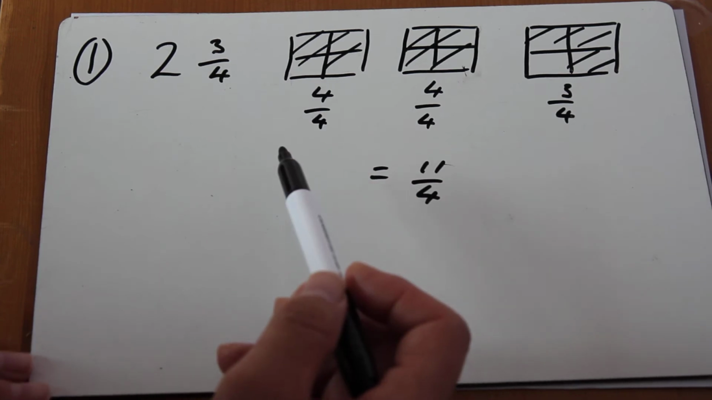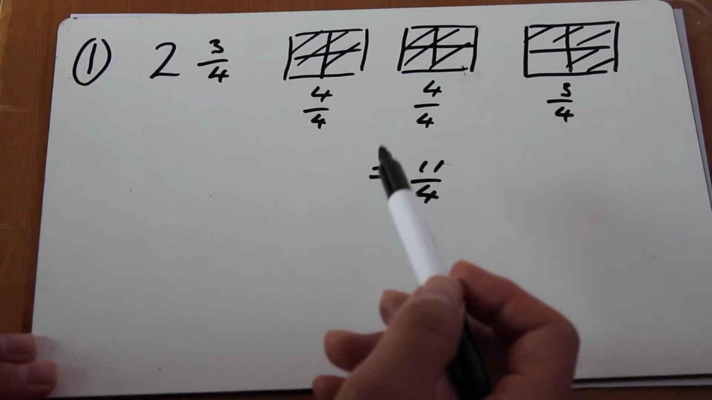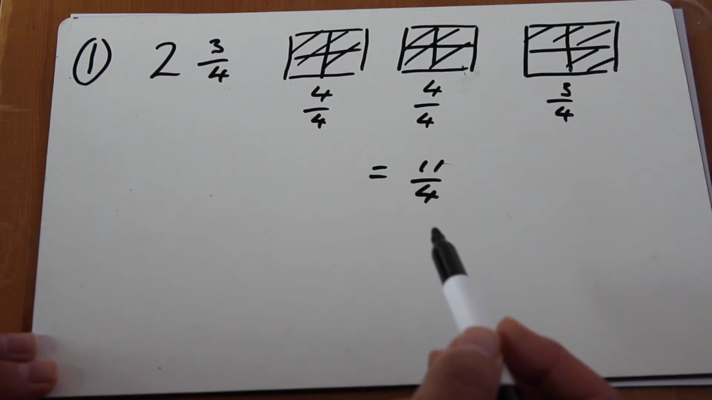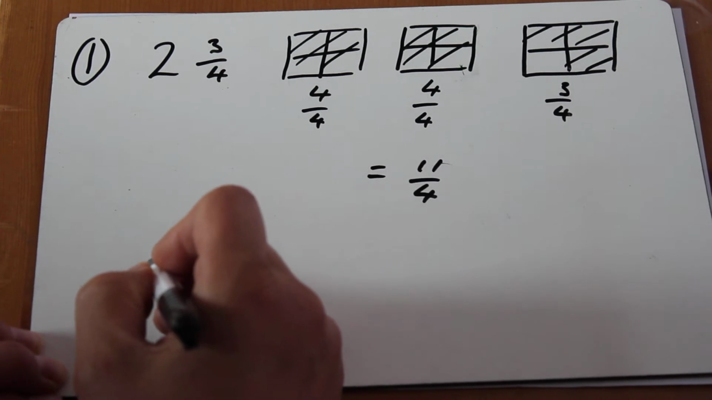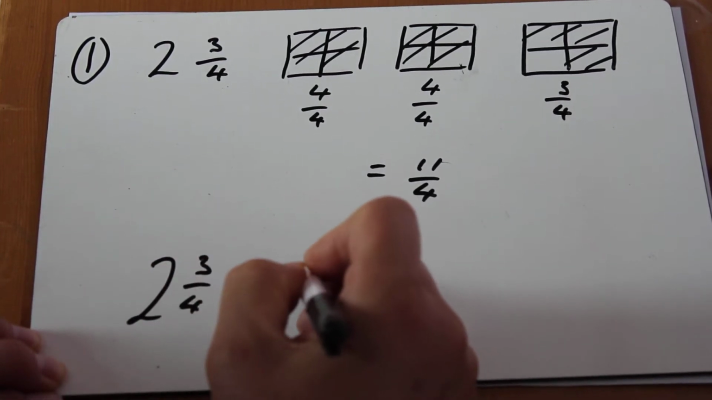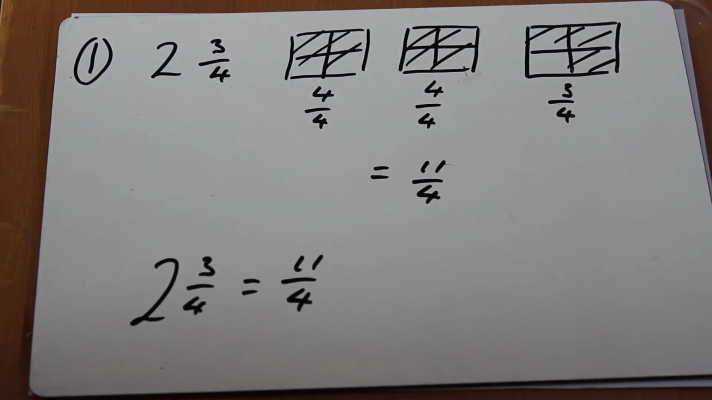But if you're given 10 or 15 of these questions to do, it's going to be quite long to try and work out what's going on. So if we compare the 2 3/4 over 11 quarters, there has to be a quicker way of getting to this answer. And it's this. This is the method that you do.